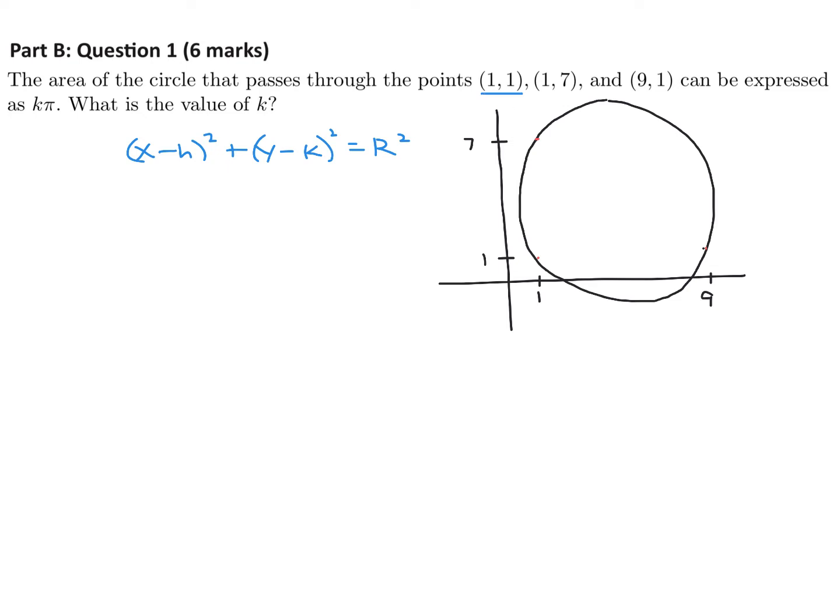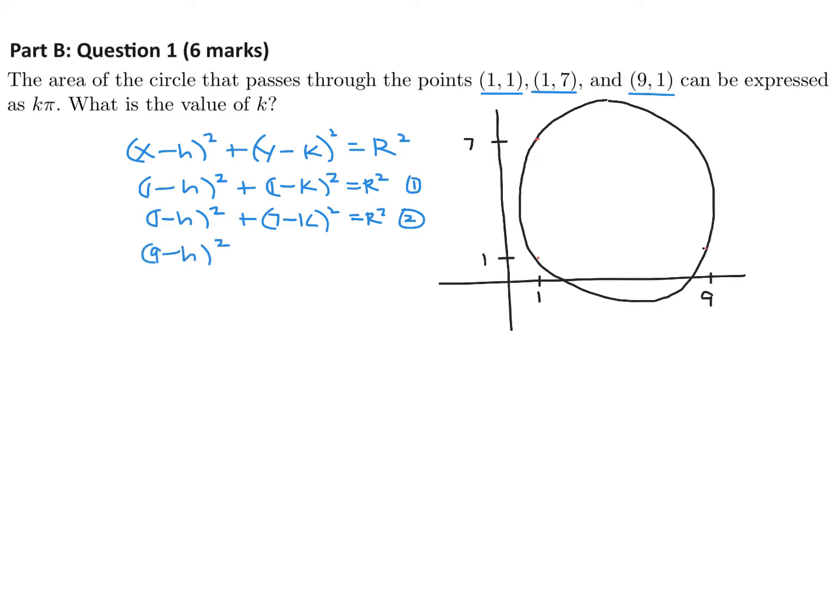So let's start with this one. That would mean (1 minus h) squared plus (1 minus k) squared is r squared. This is my equation 1. Substitute that point, and we get (1 minus h) squared plus (7 minus k) squared is equal to r squared, and that becomes equation 2. Then substitute that point, and we get (9 minus h) squared plus (1 minus k) squared is r squared, and that becomes equation 3.